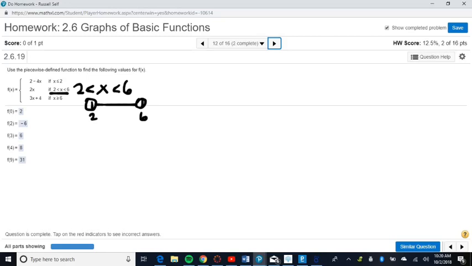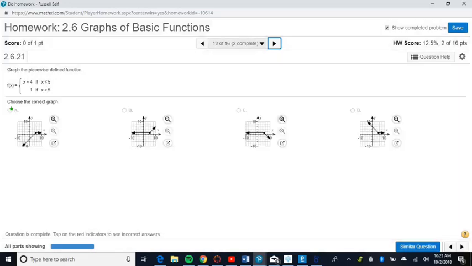Okay? So plug the numbers in and do the math. Pretty straightforward. Almost through. All right. Then they want you to graph the piecewise defined function.